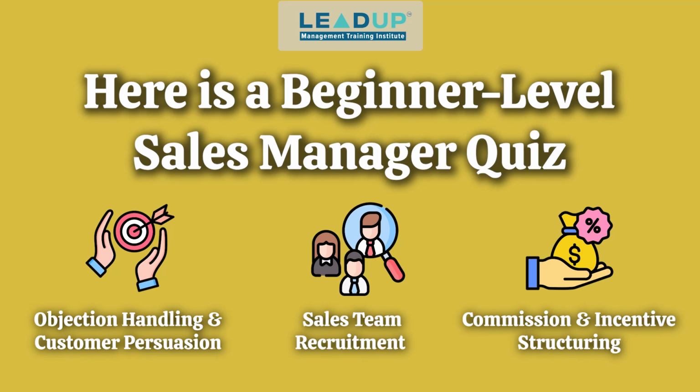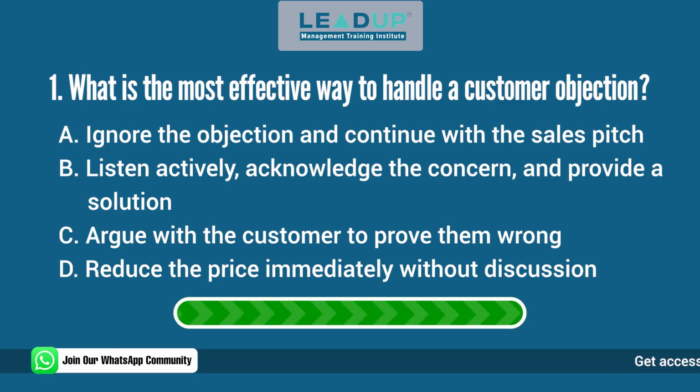Here is a beginner-level sales manager quiz that covers objection handling and customer persuasion, sales team recruitment and training, and commission and incentive structuring. Let's go. Question 1. What is the most effective way to handle a customer objection?